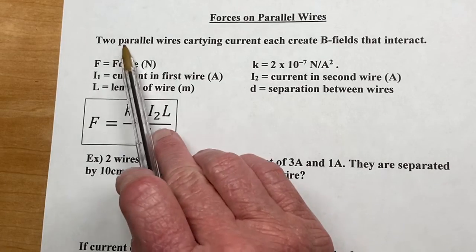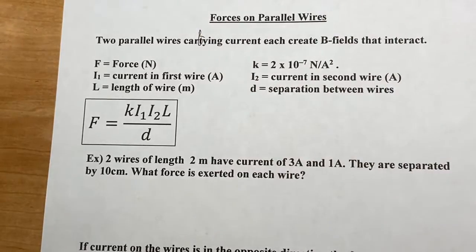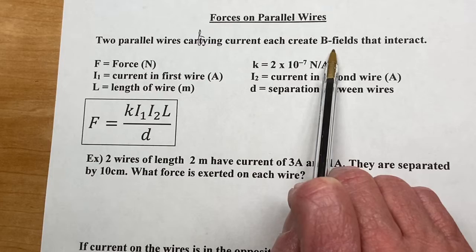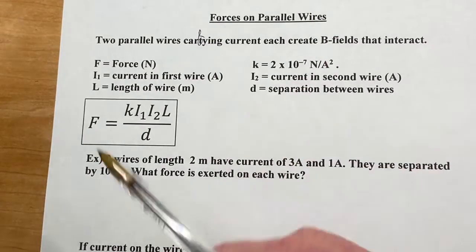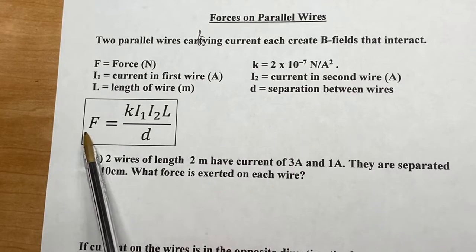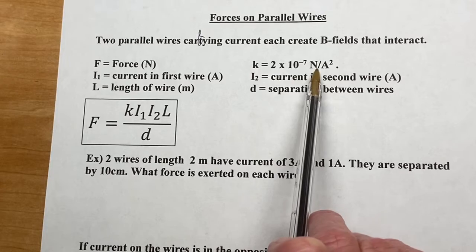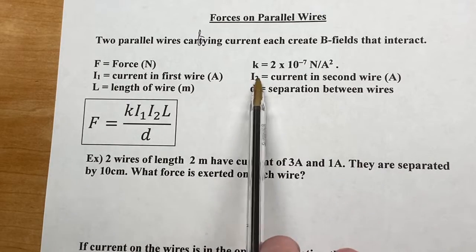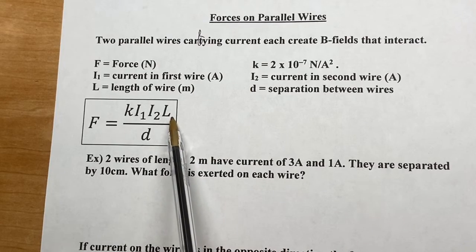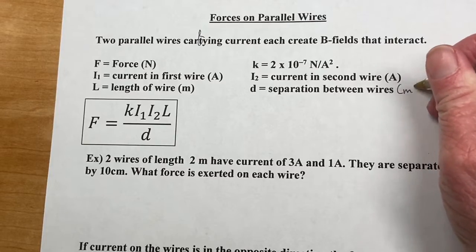Two parallel wires carrying current create their own magnetic fields and they interact. Essentially, you can think of them like being magnets. The force between them is going to be in newtons. Because they're straight wires, there's no 2 pi. It's the 2 times 10 to the negative 7th. And since there will be two wires, we have two currents, both in amps, the length of the wire in meters, and the separation, which of course needs to also be in meters.